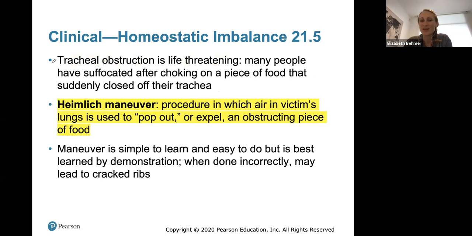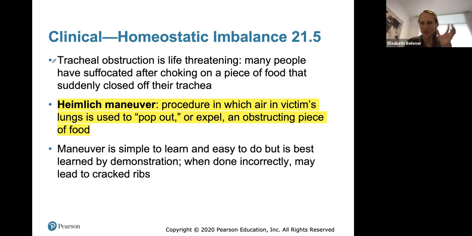Tracheal obstruction is very life-threatening, so choking on anything, especially with small kids: grapes, popcorn, hot dogs. Many people have suffocated and died after choking on a piece of food that suddenly closed off their trachea. So just always take your time eating. I even heard of a man who was good friends of ours. He was just eating a steak dinner and a piece of meat got caught and he had to be rushed to the hospital and he almost died.